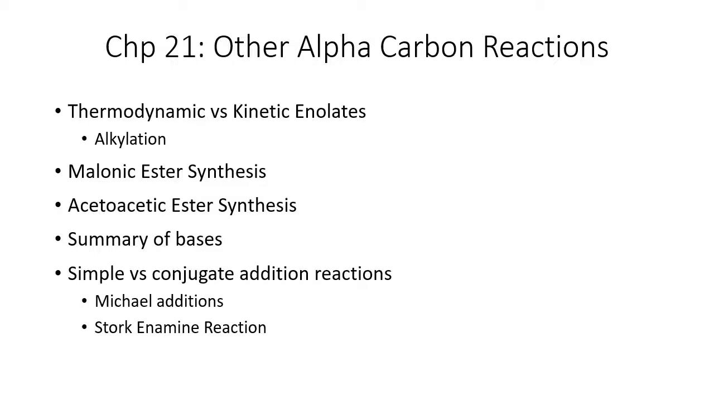In this final video for Chapter 21, we'll go over other alpha carbon reactions. We'll talk about thermodynamic versus kinetic enolates and how they can be used in alkylation reactions. We'll talk about the malonic ester and acetoacetic ester synthesis, go over a summary of the bases, and then talk about simple versus conjugate addition reactions. And then specifically tied to the conjugate addition, we'll talk about the Michael additions and the Stork-Enamine reaction.